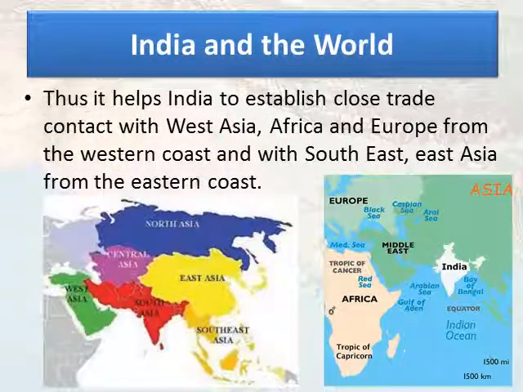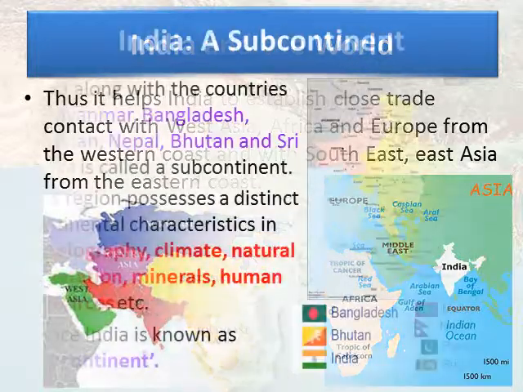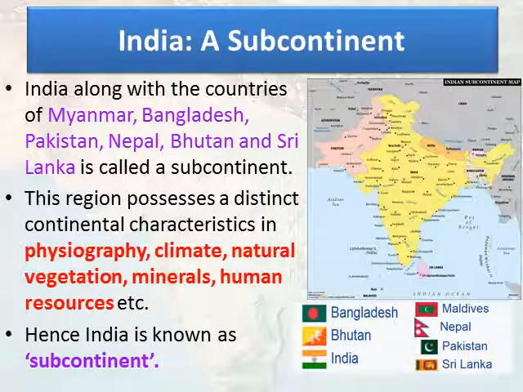India is called a subcontinent because it is a separate landmass, not just a country. It is not as large as a continent, but it has certain characteristics of a continent. The SAARC countries, that is, South Asian Association for Regional Cooperation countries like Sri Lanka, Pakistan, Bhutan, Nepal, Bangladesh and Maldives are also part of the Indian subcontinent.